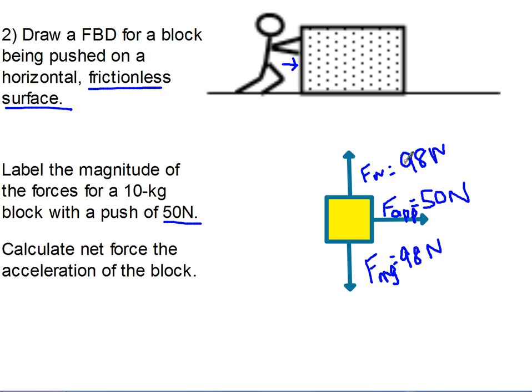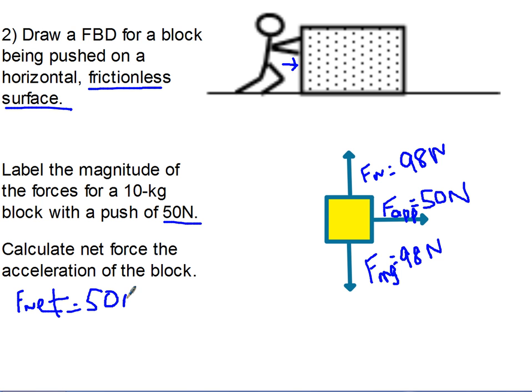And so in terms of calculating the acceleration, we first find the net force, so we would add all these forces together. 98 is positive, it's pointed up. This 98 is negative, so it's pointing down, so that would be 98 plus minus 98, which would be 0. And this is positive because it's pointing to the right. So just adding them all together would give us a net force of 50 newtons.